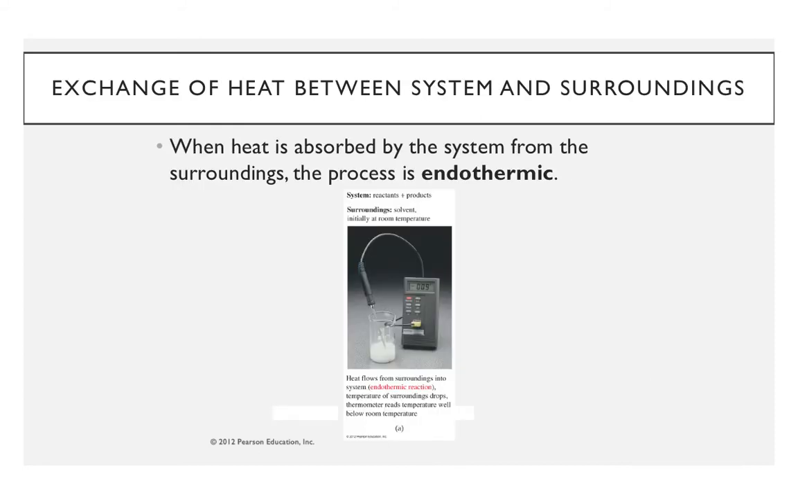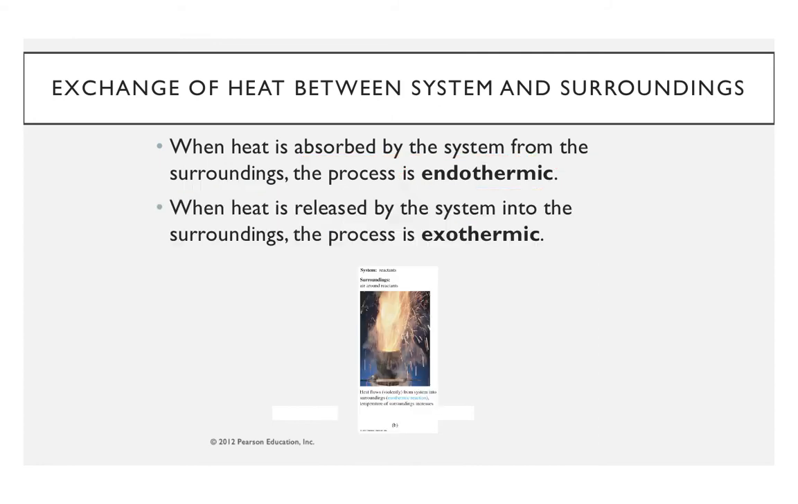We give certain names to those. So when heat is absorbed by the system from the surroundings, so if the surrounding is warmer and the system brings that heat in, we refer to this as being endothermic. When heat is released by the system into the surroundings, that means it's giving off heat, we refer to that as exothermic. And I always remember this because therm means heat. Exo, I think about exiting. So heat is exiting in an exothermic reaction. It's being released. All right, so those are the basic things we need to understand about energy in order to be able to apply them to chemical systems.